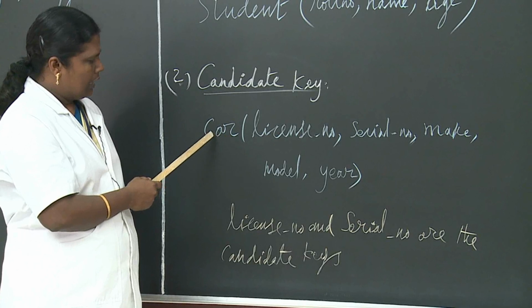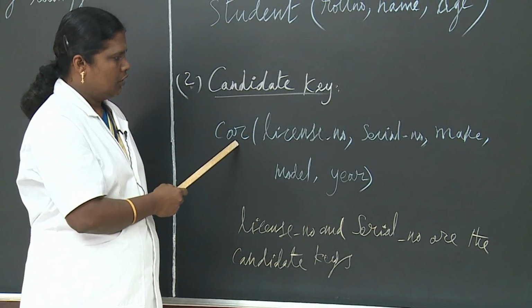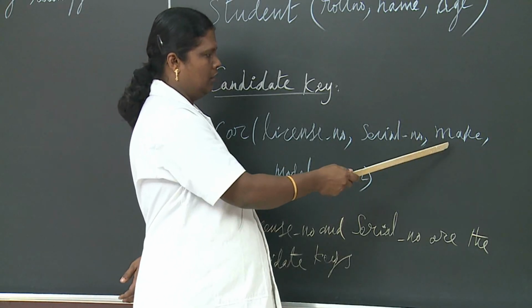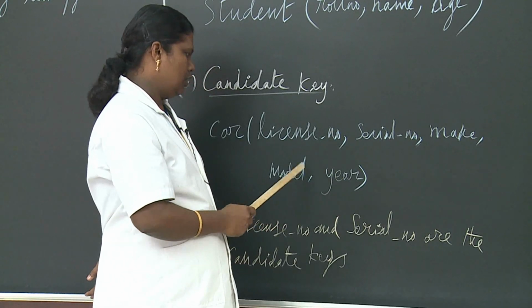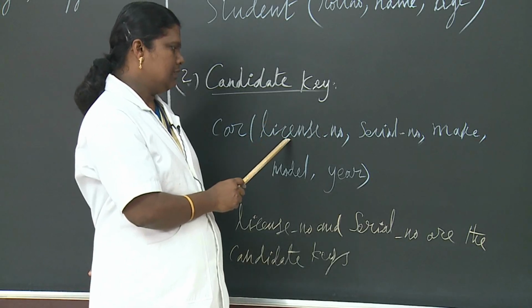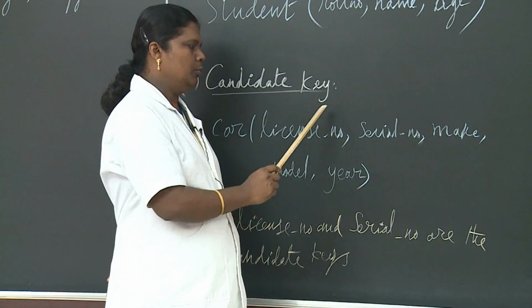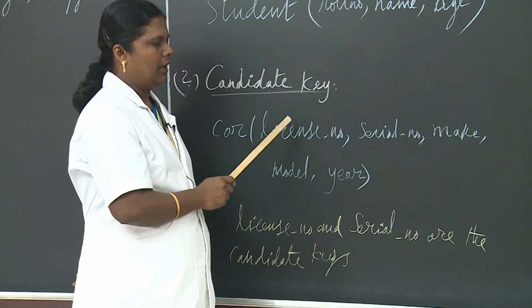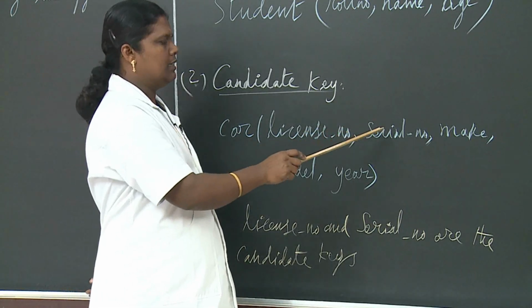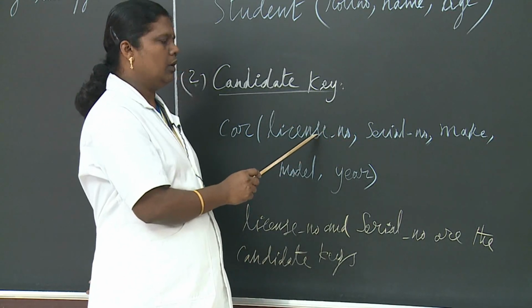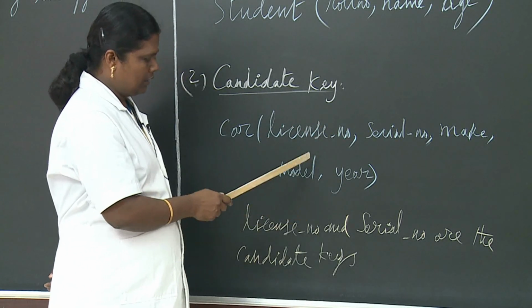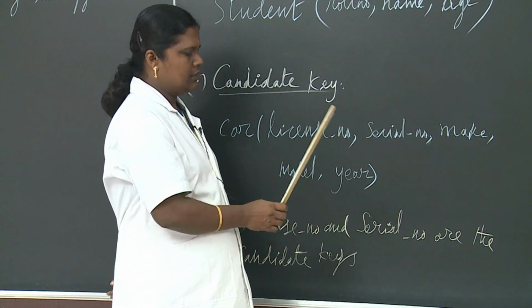For example, consider car as a relation. It includes the following attributes: license number, serial number, make, model, and year. Among these attributes, consider license number and serial number. Most cars may have different or unique numbers, so these two are considered candidate keys. In this way they uniquely identify the data available in the database, based on this example of license number and serial number.